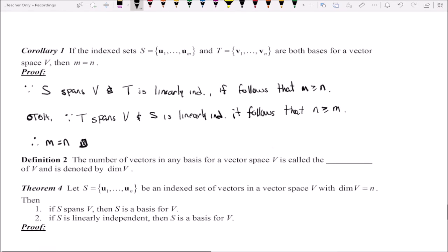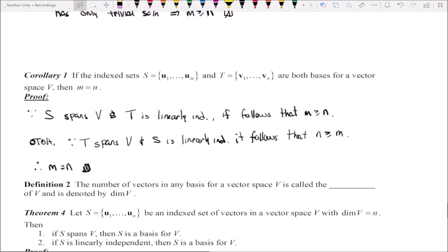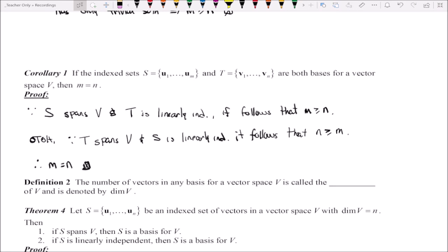And we give this number of vectors a special name, since all of the bases of a vector space must have the same number of vectors. We call the number of vectors in any basis for a vector space V the dimension of V, and it is denoted as dim V.